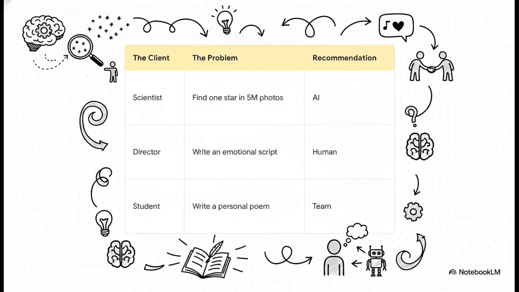So first up is the AI Talent Scout. This task is all about checking if they understand collaboration. Students basically become consultants. They get a client with a problem, like finding one star in millions of photos, and they have to recommend the right talent for the job: AI, a human, or a team. The real assessment is hearing them explain why.